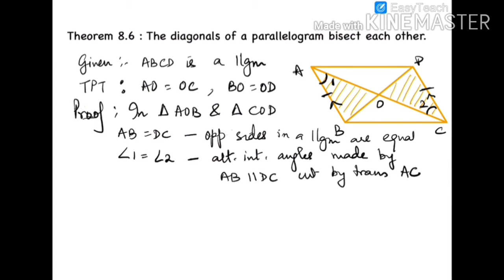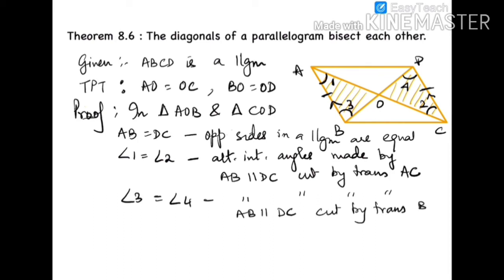Similarly, we can mark one more pair of alternate interior angles, angle 3 and angle 4, which are made by the same parallel lines, but the transversal is now BD. So angle 3 equal to angle 4, alternate interior angles made by AB parallel to DC, cut by transversal BD.